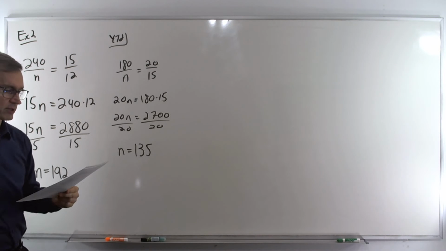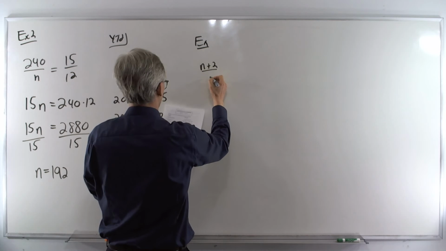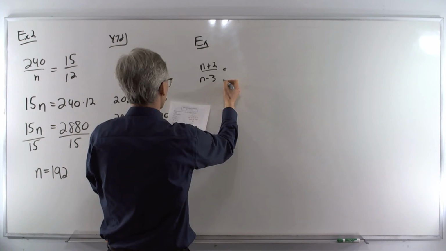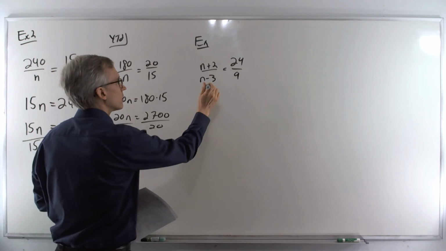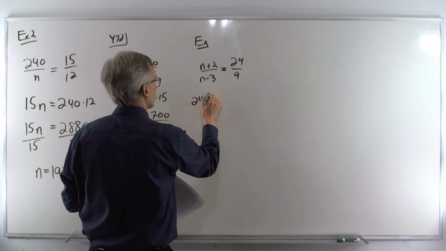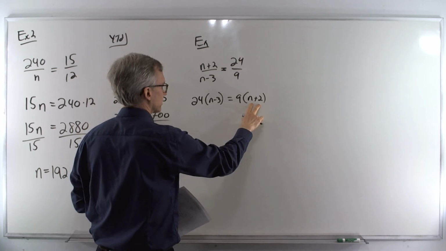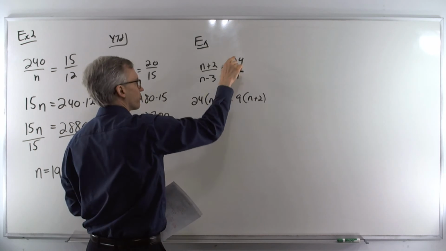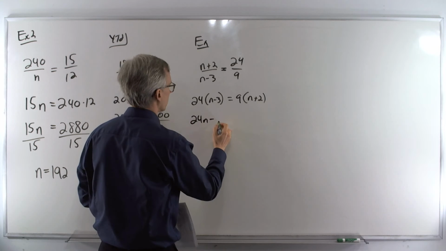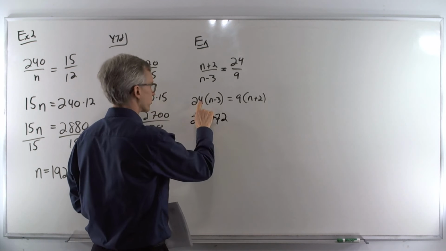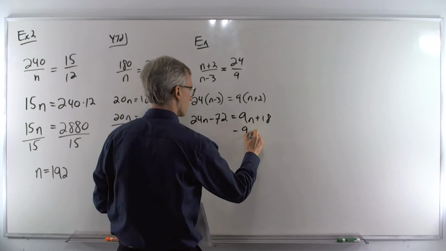All right, next up, we're going to have some expressions in there, so these will be a little different. Same technique, though. n plus 2 over n minus 3 is 24 over 9. Now, we're going to still cross multiply. Remember to put the binomials in parentheses, because we're going to need to distribute into them. We're multiplying 24 by this entire expression, not just by the n. All right, 24 times n, 24n. And then 24 times negative 3, that's negative 72. On the other side, we get 9n plus 18.